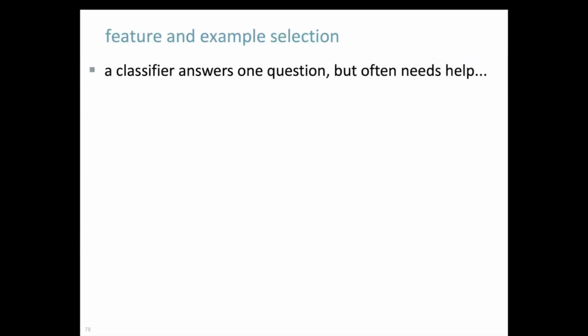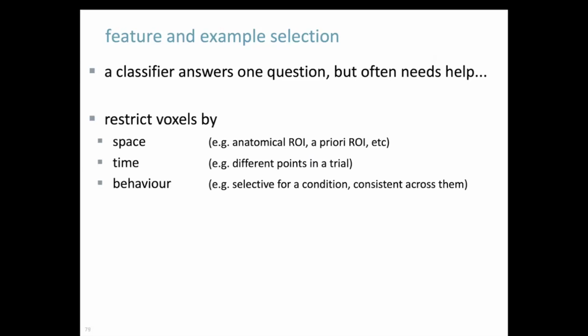So the second thing that I wanted to talk about in terms of making a classifier work in real data is that a classifier answers the question, is there information about my label in the data? But sometimes it needs help to do that, for two reasons. One is you might want to restrict how many features you actually have going into the classifier because it will perform better, or to make it easier to interpret the fact that it can pick up information.